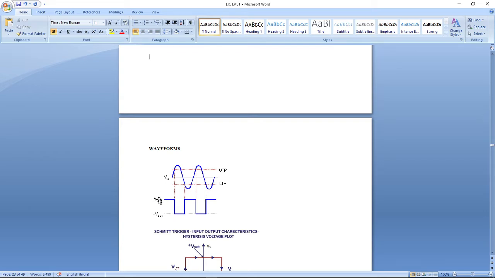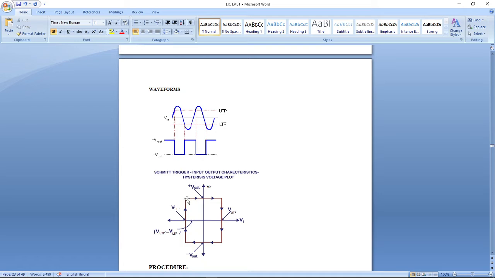Here plus V out is equal to plus V sat, that means the positive saturation voltage, and minus V out is the negative voltage, that means minus V sat, the negative saturation voltage. What is meant by saturation voltage, and what is meant by plus V sat and minus V sat? Here we can see this is the plus V sat and this is the minus V sat. The highest positive peak of the square wave output waveform is called plus V saturation.